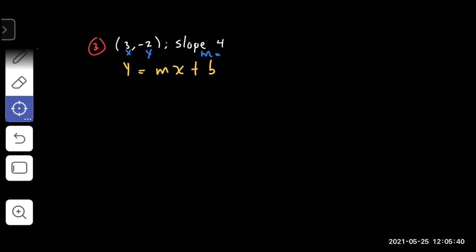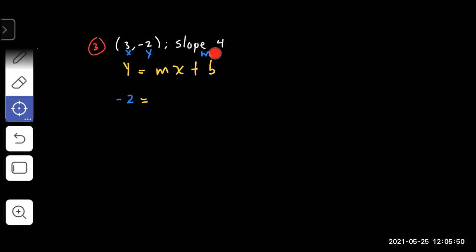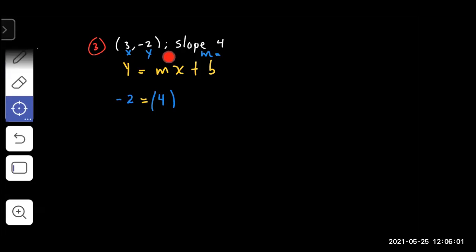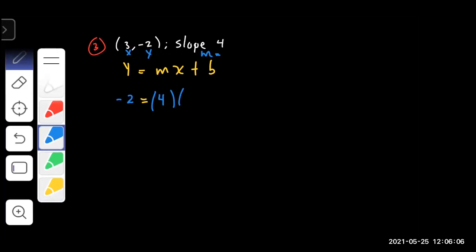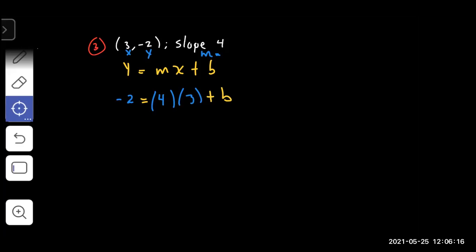So what is y in this information? -2. Don't forget the negative. What is m? It's the slope, 4. If you want to put 4/1, put it, but if you don't need it, don't. I'm going to put parentheses: the slope is 4. What is x? 3. Let's make another parenthesis here, and plus b. We don't know what b is; we're trying to find b. You don't need the 1, leave it like a whole number.